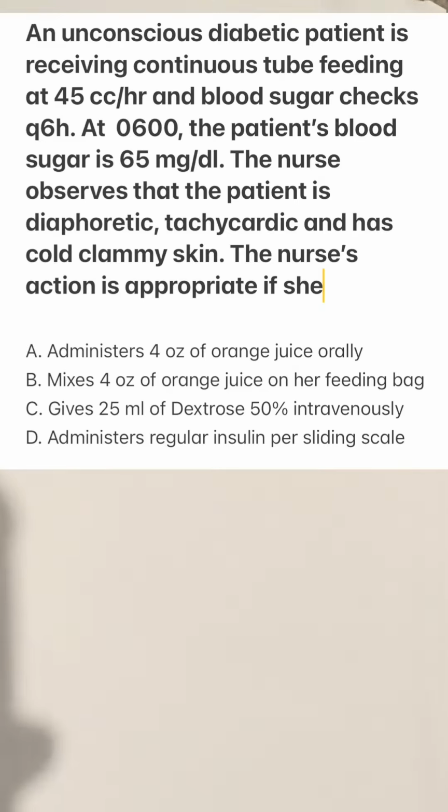Let's try to solve this problem. This question is about a patient who has a low sugar level and is unconscious, so what are you going to do next? Okay, let's read the question and solve it, and we will eliminate one option at a time, right? So let's do it.